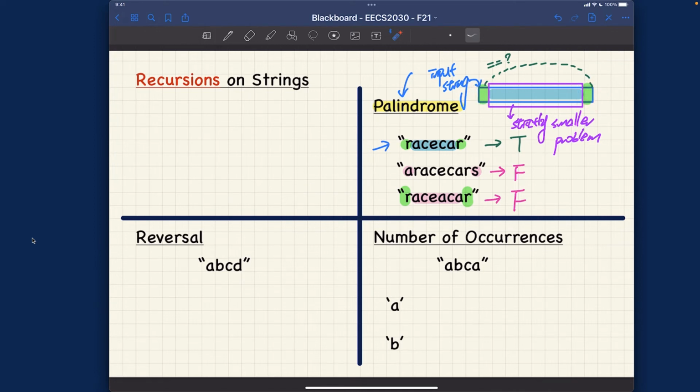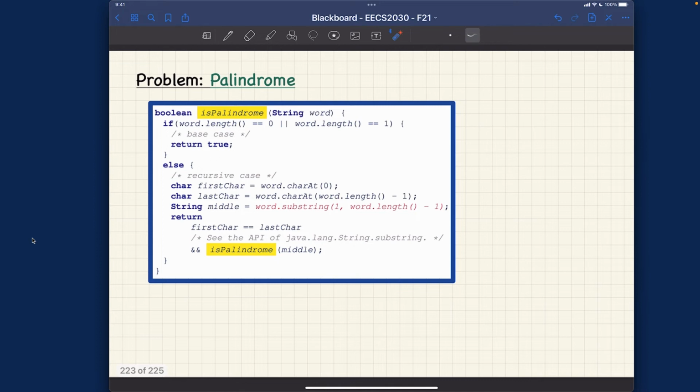All right, hopefully you are getting that conceptually. Let's now take a look at how the Java code will be written. Okay, so what I would do is declare this Boolean accessor method, returning a Boolean, called isPalindrome, and it simply takes a string. I simply call it word. So what about the base case?